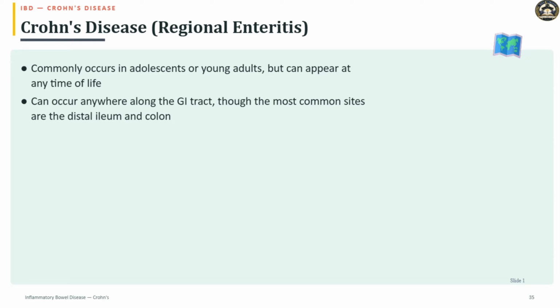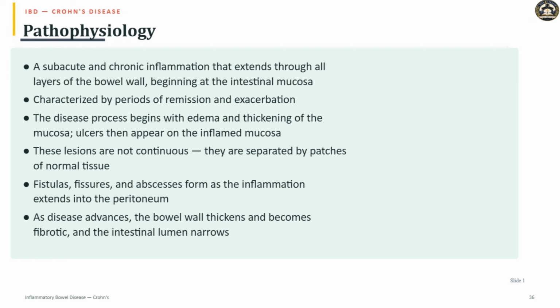This condition can affect any part of the gastrointestinal tract, though its most common sites are the distal ileum and the colon. The pathophysiology of Crohn's disease involves a subacute and chronic inflammation that extends through all layers of the bowel wall, starting at the intestinal mucosa. It is characterized by unpredictable periods of remission and exacerbation.